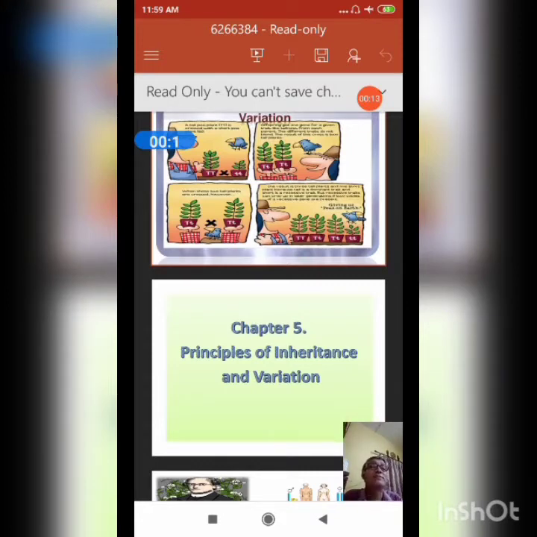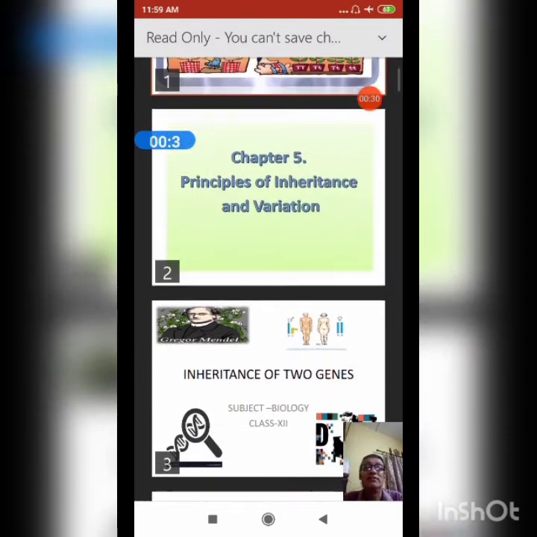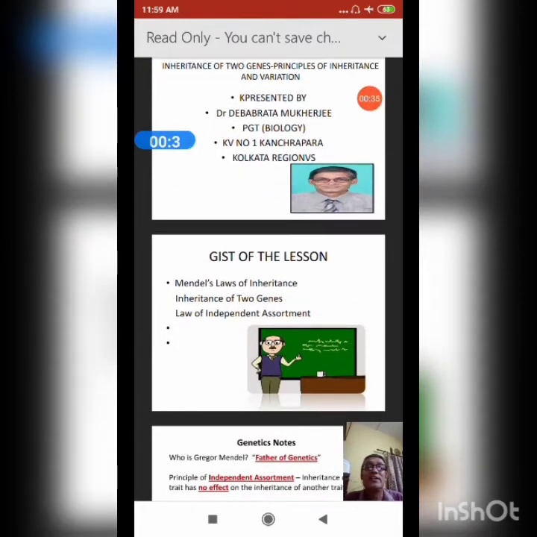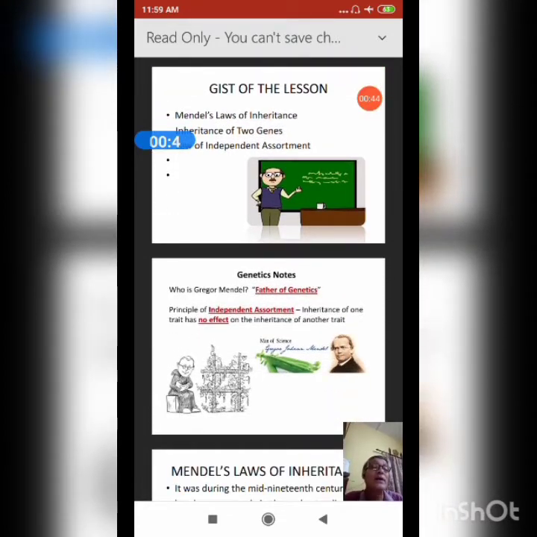Today I would like to interact with you about the inheritance of two genes under Chapter 5, Principles of Inheritance and Variation. So friends, first of all we must know the gist of the lesson, what we will study in this part. We will discuss Mendel's laws of inheritance, inheritance of two genes, and the law of independent assortment. So we must know who Gregor Mendel is.